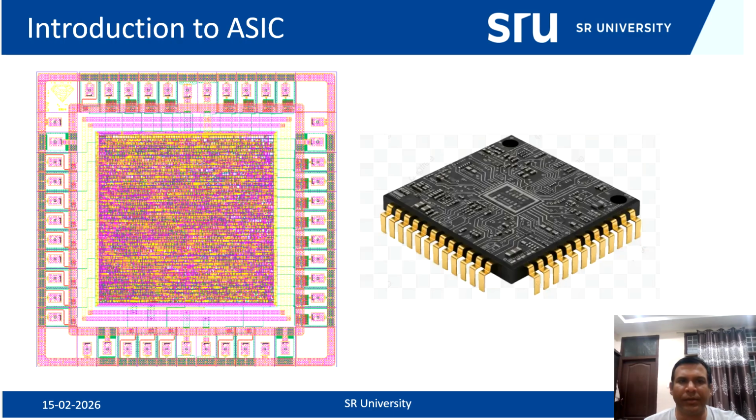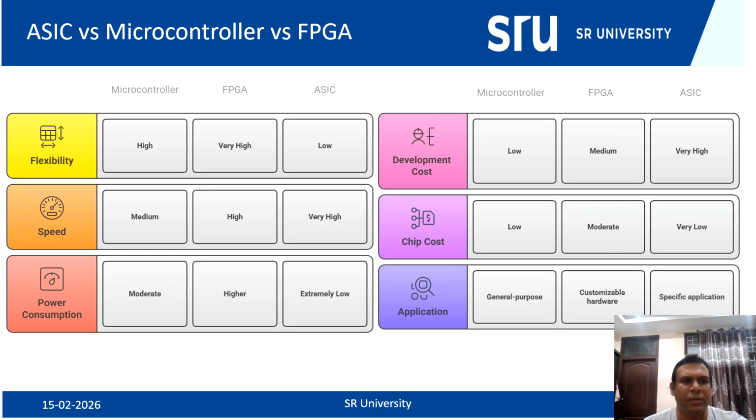Now, coming to the next slide, the comparison of ASIC, microcontroller, and FPGA. So, microcontrollers, FPGAs, and ASICs are three important hardware technologies widely used in embedded systems. Each has unique characteristics, advantages, and limitations depending on the application requirements. Understanding their differences helps engineers to select the most suitable technology for performance, flexibility, power efficiency, and cost.